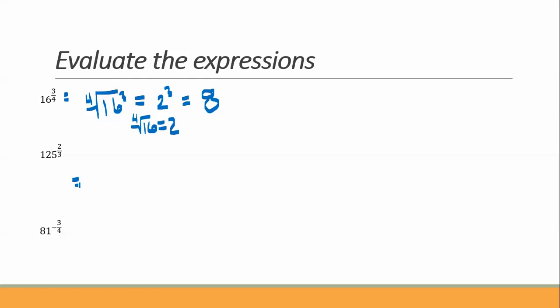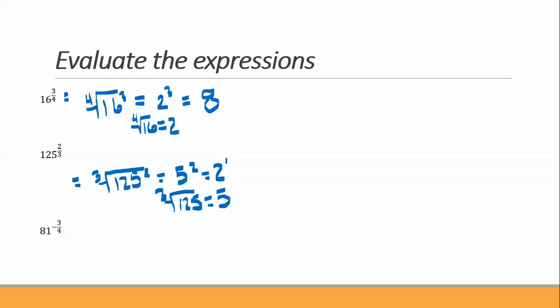So let's try this one. This is the cube root of 125 squared. The cube root of 125, what times itself 3 times is 125? That's 5. So the cube root of 125 is 5, so that's 5 squared, which is 25.